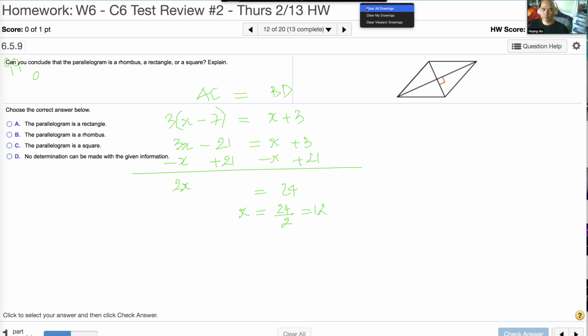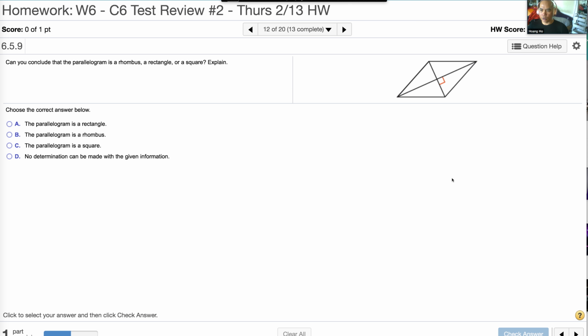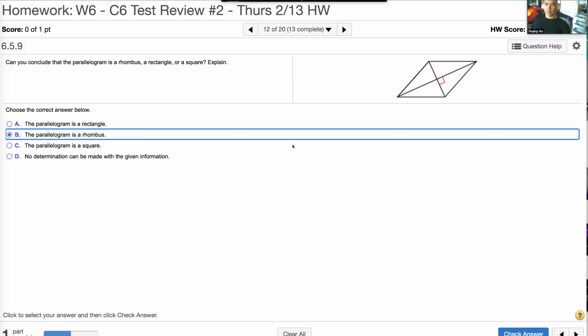Question 12. Can you conclude that a parallelogram is a rhombus, a rectangle, or a square? So they give you that the two diagonals are perpendicular. Okay. The two diagonals are not congruent, so it cannot be a rectangle. Perpendicular alone, so that has to be a rhombus. It cannot be a square because they don't give you four equal sides. They didn't indicate that the two diagonals are congruent. All right, so it has to be a rhombus.